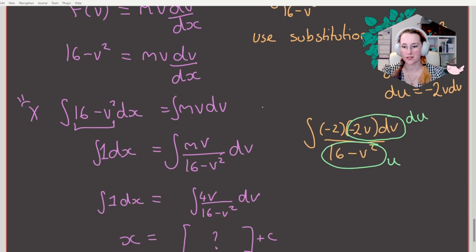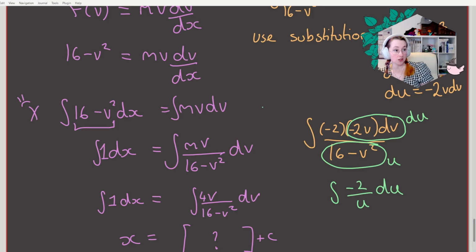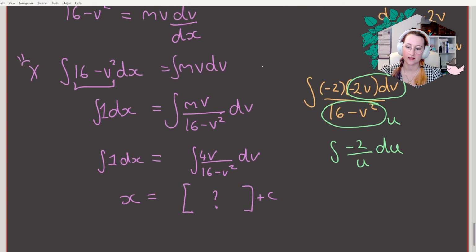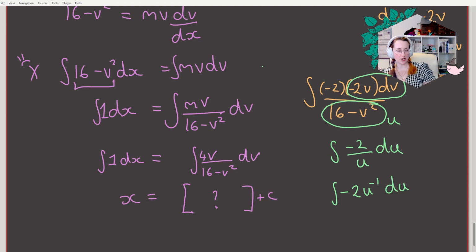Okay, so what we end up with is the integral of minus 2 over u du. So we can integrate this. So this is the integral of minus 2u to the minus 1 du. Okay, so remember what I said. We increase the power by 1 and then divide by it. So minus 1 plus 1 is 0 and then divide by 0. Can't do that. That's bad. So instead, this is like a special case where when you integrate 1 over something, it becomes the natural log of it. So this is minus 2 ln of u.